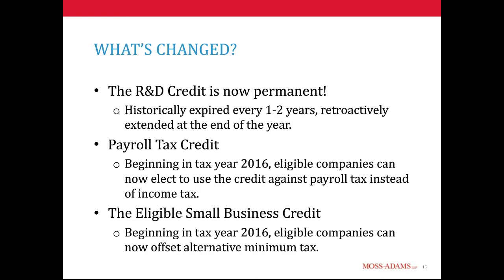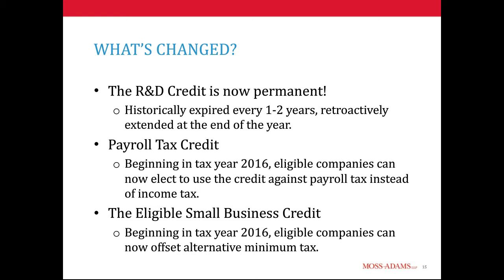The biggest news was that the R&D credit is now permanent. Historically, since it was enacted in 1981, it expires every 1 or 2 years, and then Congress retroactively reinstates it. They actually made it permanent this time, so now taxpayers can count on having it and plan accordingly for that.